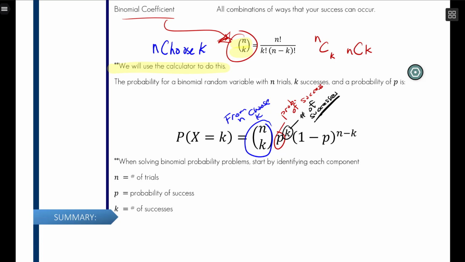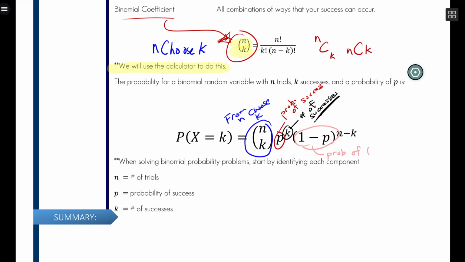And remember, each one is independent, so we can use that special multiplication rule that says if we want to see if 2 parts are successful, we multiply those 2, because this is an intersection kind of probability. So, probability of success to the number of successes. What's this next part? 1 minus p to the k. Well, 1 minus p, that's going to be our probability of failure.